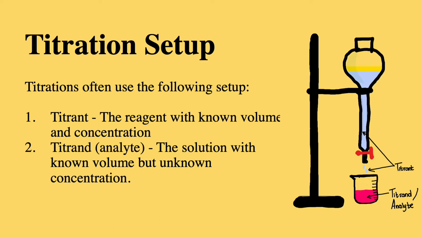The titrant is the reagent with the known volume and concentration, and the titrand, that is ending with a D, is a solution with known volume but unknown concentration. The titrand, ending with a D, is also called an analyte.